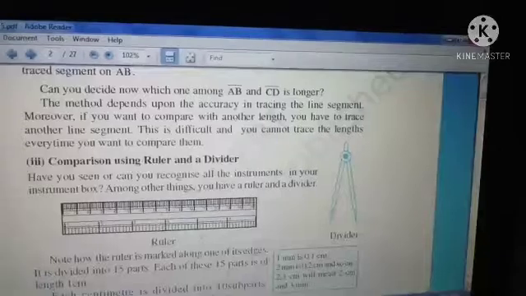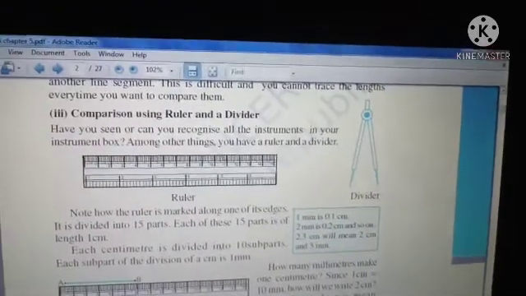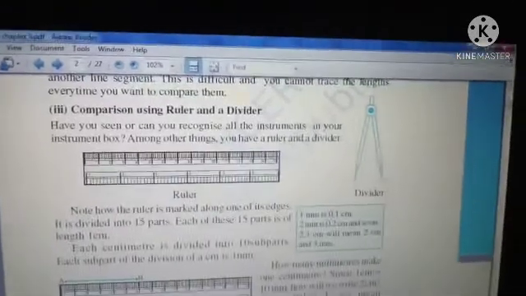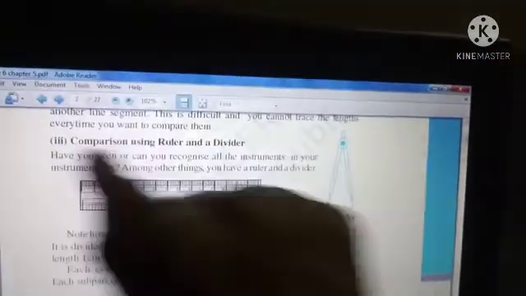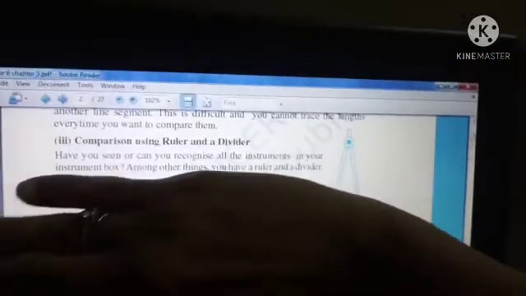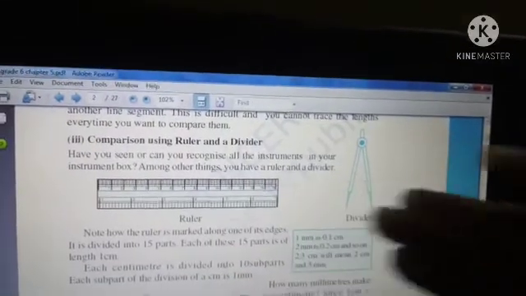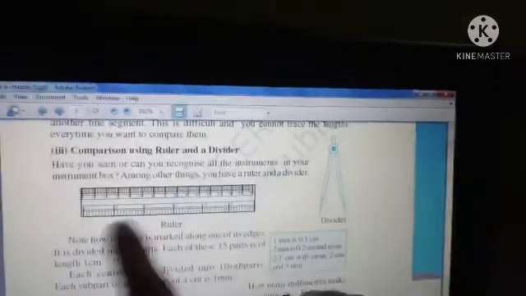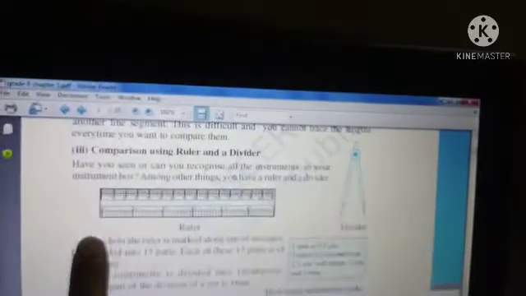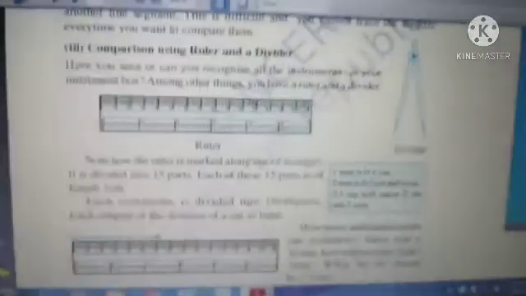Next, comparison using ruler and divider. Ruler means a scale. One line segment is given here, another line segment is given here. You take a ruler and measure this. If it is 5 centimeter, note it down. If it is 4.5 centimeter, note it down. So 5 is greater, so this line segment is greater than this. Likewise, you will compare using the ruler.